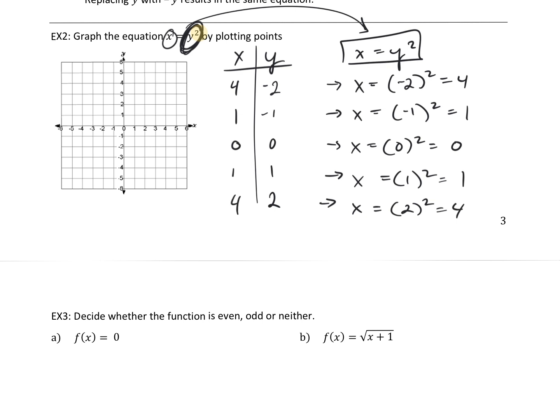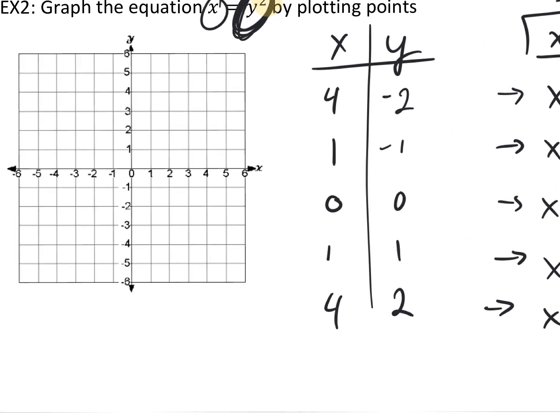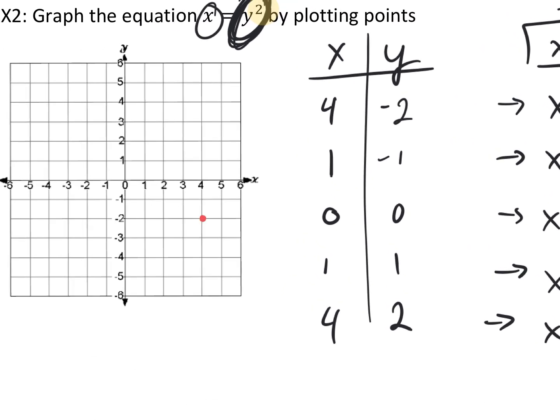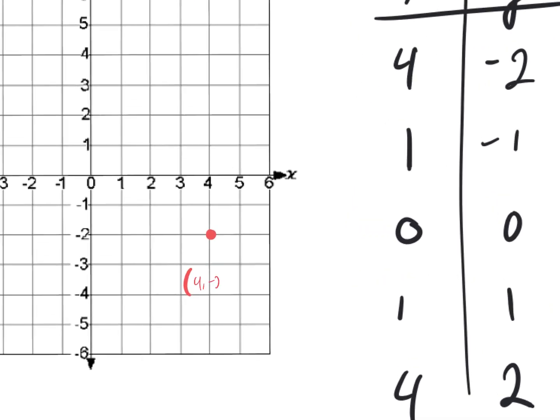Again, these are my coordinate points, so let's go ahead and plot these. The point 4, negative 2. Let's see, 4, negative 2 is right here. And then we're plotting the point 1, negative 1, right there. And the point 0, 0, right here. And then the point 1, 1. And then 4, 2.